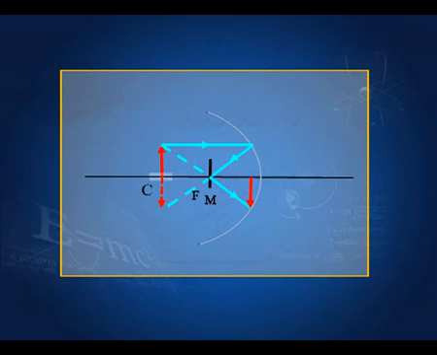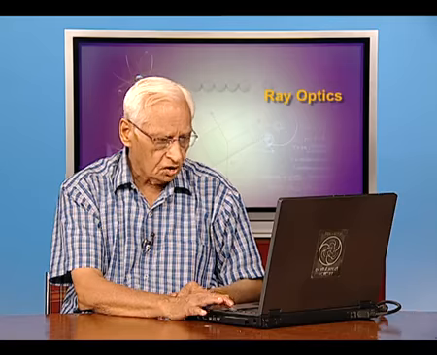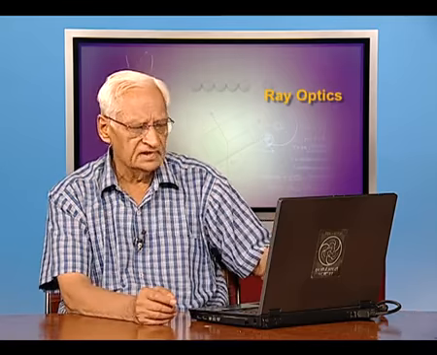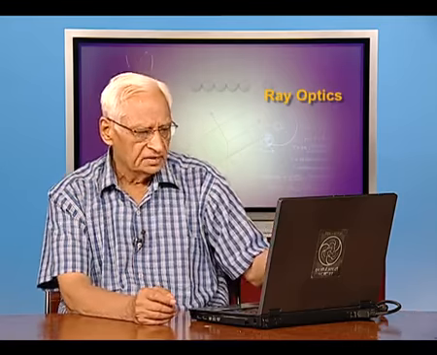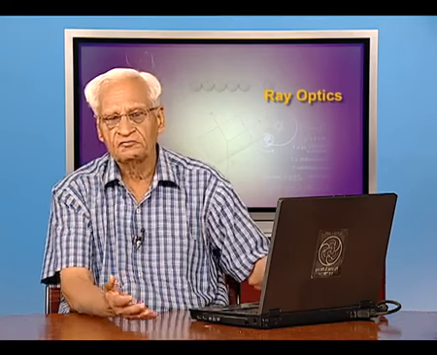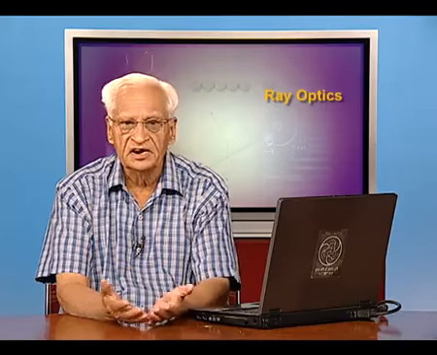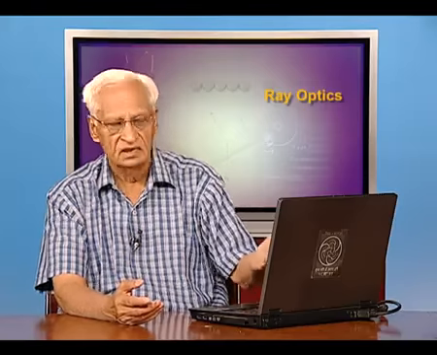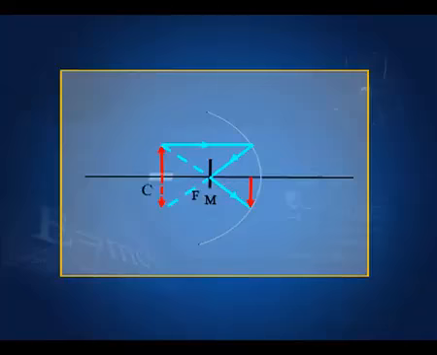And now, since the mirror is there, this image acts as the virtual object for the mirror, and its image is therefore formed 20 centimeters in front of the mirror. You can also go through the analysis. You can assume that the plane mirror is a spherical mirror of radius of curvature infinity, and you can do the analysis again. But physically, the result is simple.